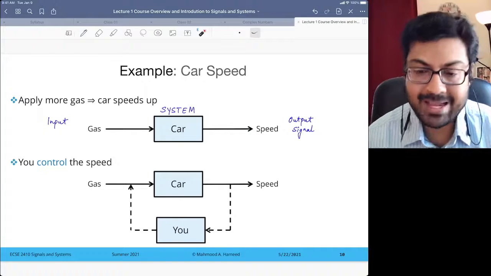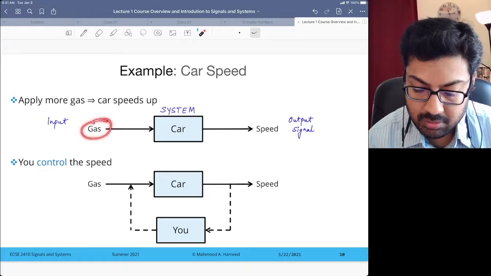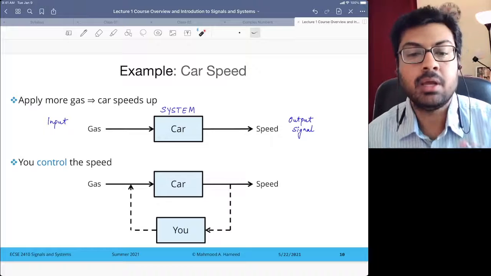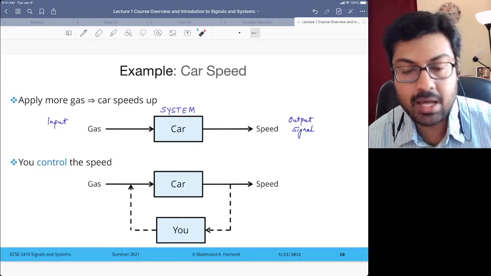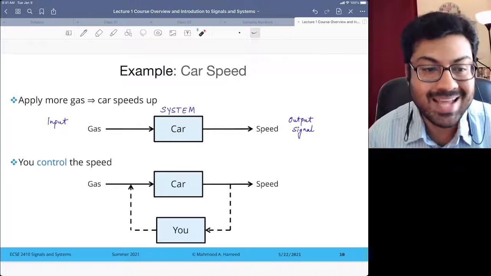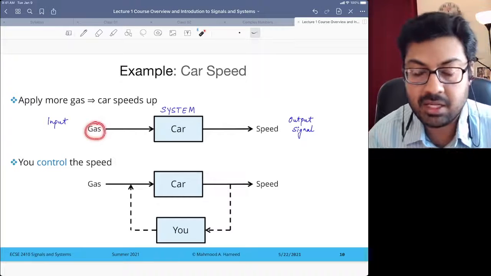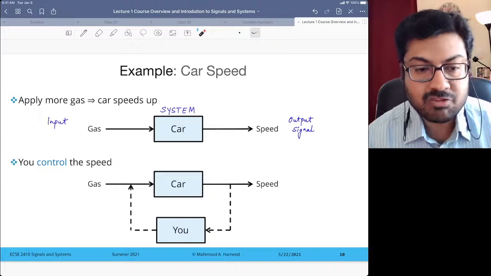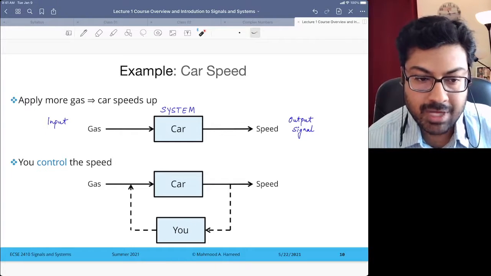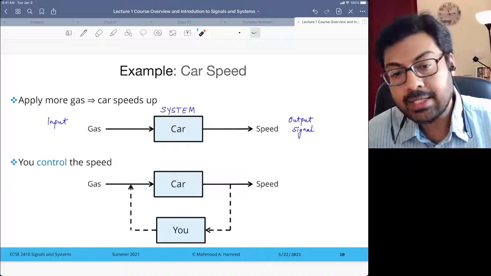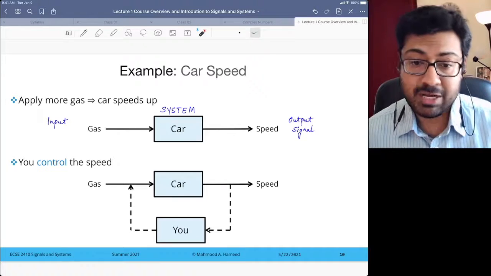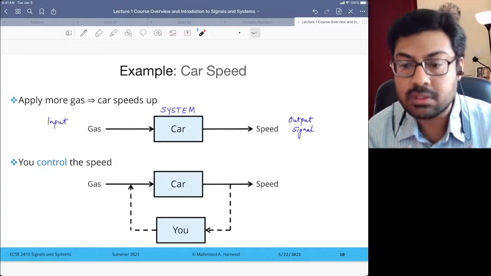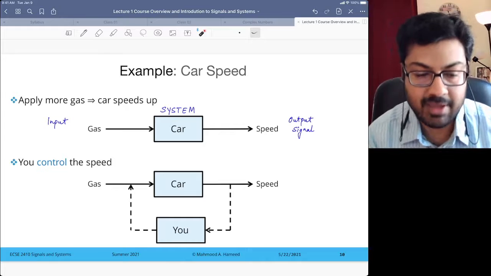Now, there is no feedback in this, right? So you have an input, goes to the car, and the result of that is an output signal. And if you monitor the speed of the car with respect to time, you will see that increasing as you increase the gas that you're applying to it. So in this context, you have an input signal on the way to the left, amount of gas, and then all the way on your right, you have the speed of the car, which is the output signal. And both of these are for the system, which is the car in this particular example.